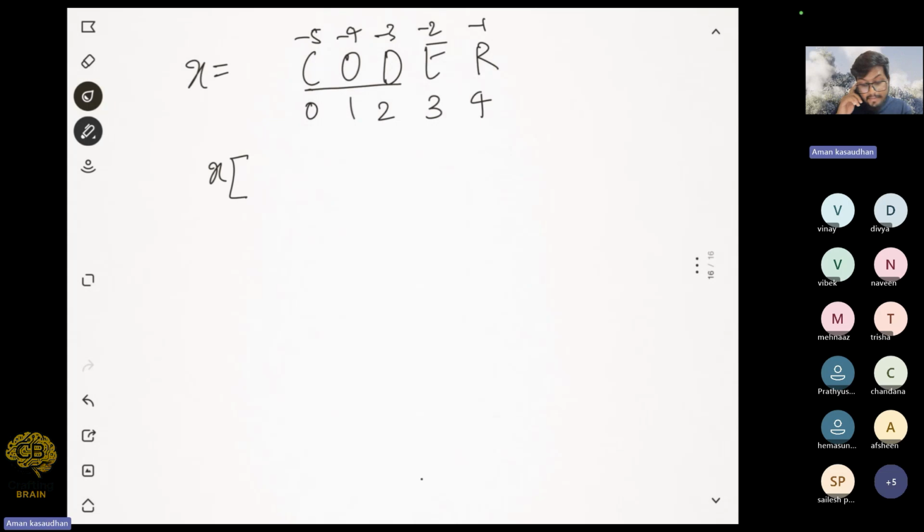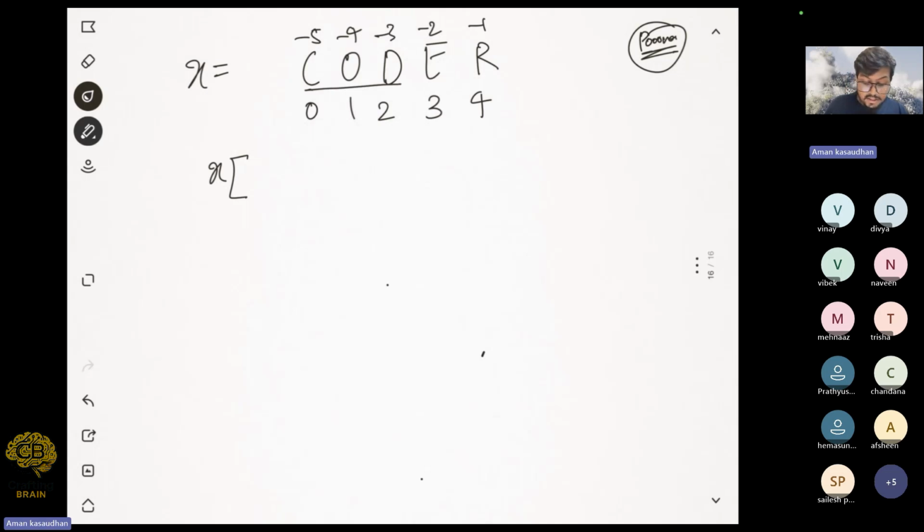Purna, what will I pass up to COD if I wanted to get the data? Start position will be what here? Purna, COD, I wanted to get the data. Purna, are you there? Purna is not present today. Okay, we'll check it.